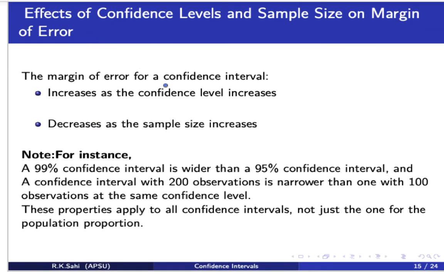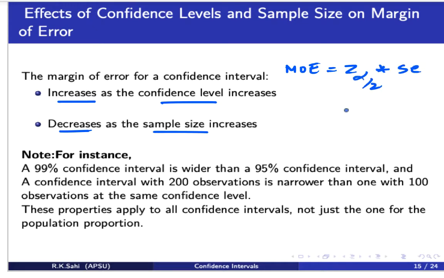The margin of error for a confidence interval will increase as the confidence level increases, whereas it decreases as the sample size increases. Now you'll say, where is it? So remember, the margin of error is what? Z alpha by 2 times the standard error. What is my standard error? It's the sample standard deviation s over square root of n.